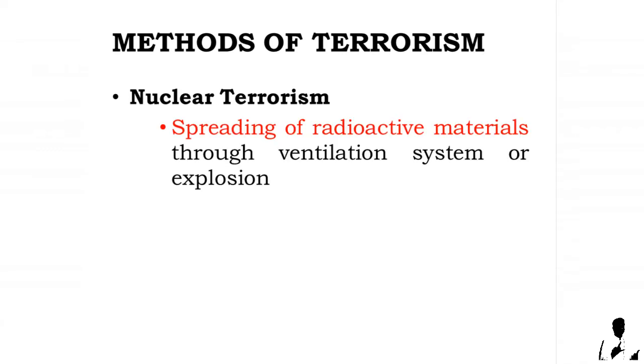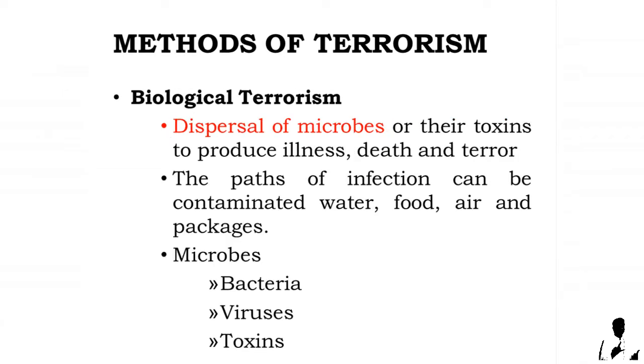Nuclear terrorism. This is done by spreading of radioactive materials through ventilation system or explosion. Biological terrorism. Through dispersal of microbes or their toxins to produce illness, death, and terror. The paths of infection can be contaminated water, food, air, and packages. This is through microbes, such as bacteria, virus, and toxins.